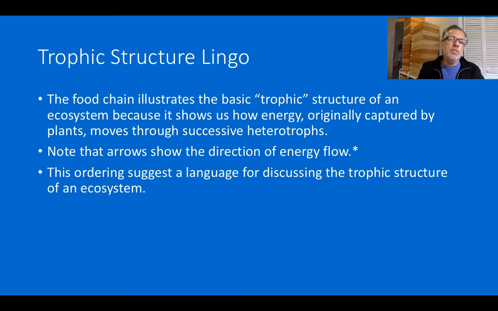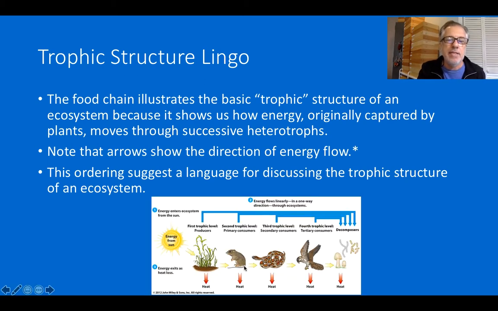So this ordering of ecosystems suggests a language for discussing the trophic structure of an ecosystem. And here it is illustrated. At the base, we have the producers, sometimes also called the primary producers, and then they're eaten by the primary consumers, the so-called herbivores. And then the herbivores have their predators, who are the secondary consumers, and now the third trophic level. And then the secondary consumers are eaten by the tertiary consumers, which means the third level consumer, and that's the fourth trophic level. As I say, that's about all we usually have in terrestrial ecosystems.